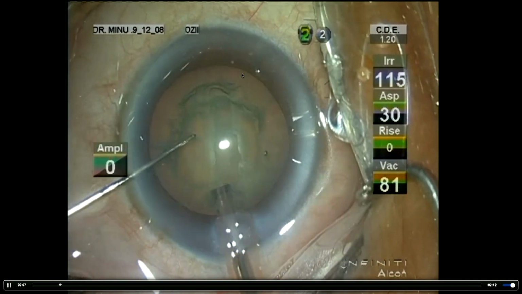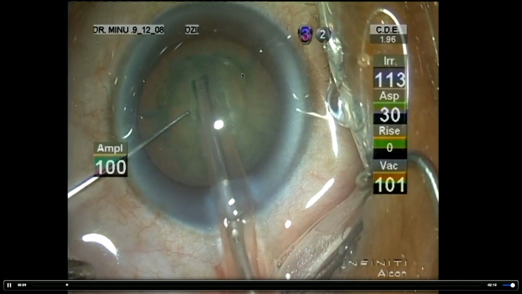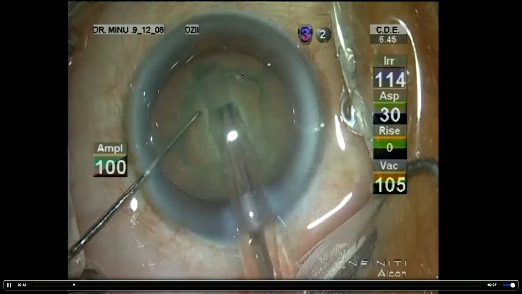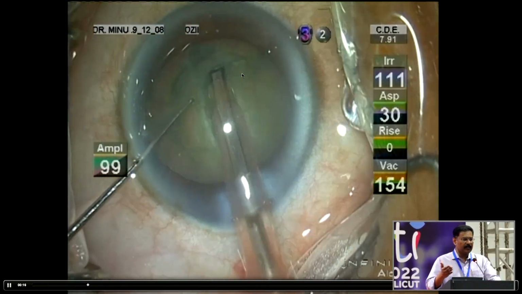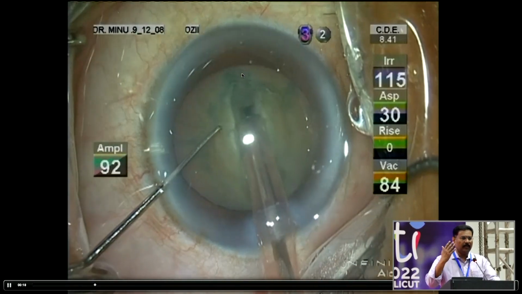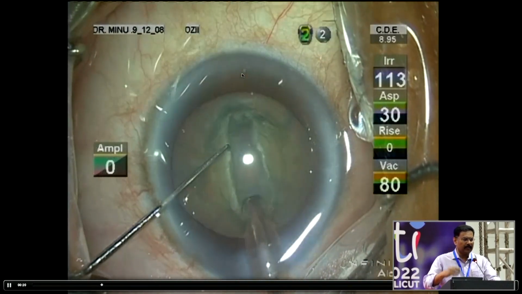Parameters have been already told in the first talk. So we need to trench. So no occlusion, no high vacuum required. Deeper in the center, keep trenching. Maybe up till the rhexis margin only is enough. You need not actually go beyond the rhexis margin because it is very soft beyond the rhexis margin.